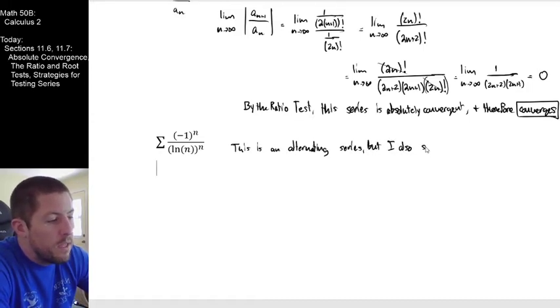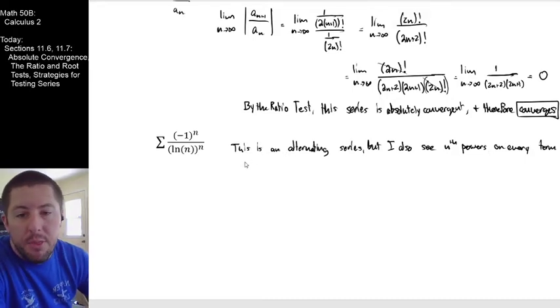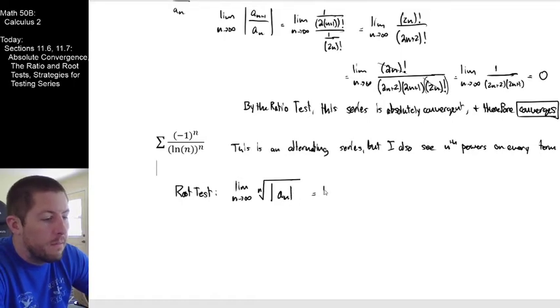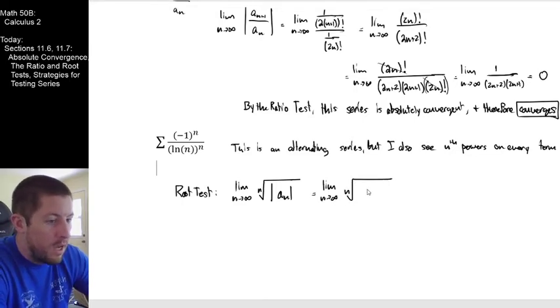But I also see nth powers on every term. So that says to me, let's check out the root test. Take the limit as n goes to infinity of the nth root of the absolute value of a sub n. That's going to be the limit as n goes to infinity of the nth root of, now notice that this absolute value in here is essentially just going to discard our negative 1 to the n power.